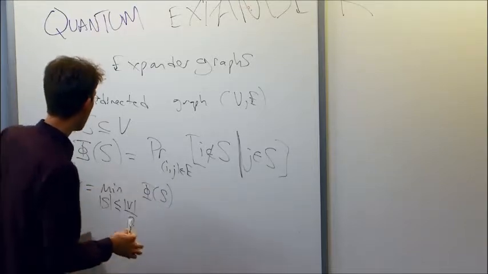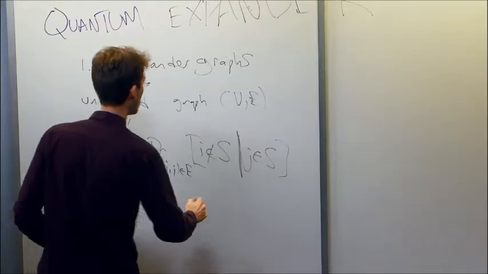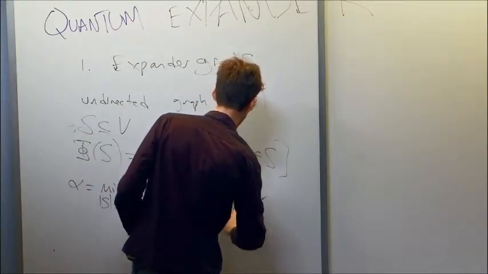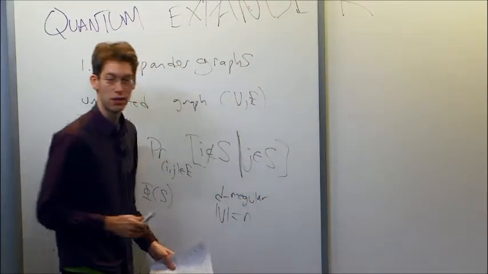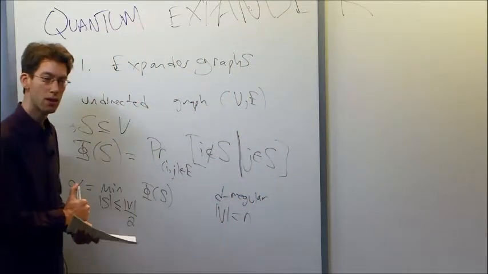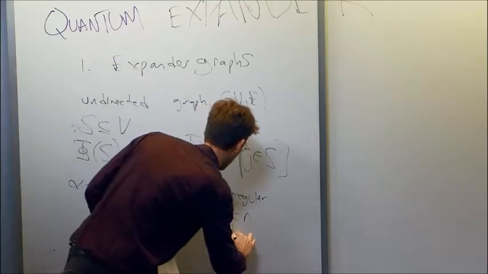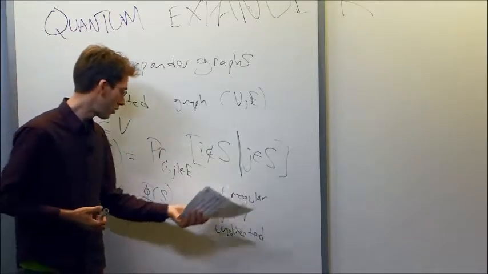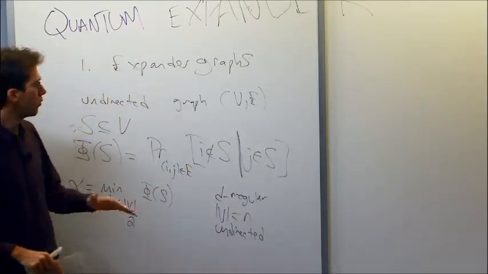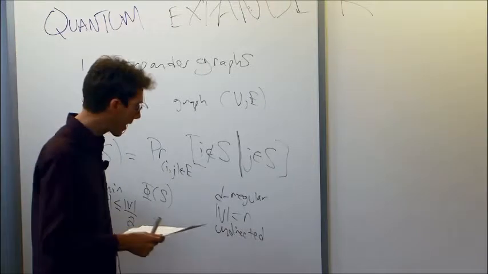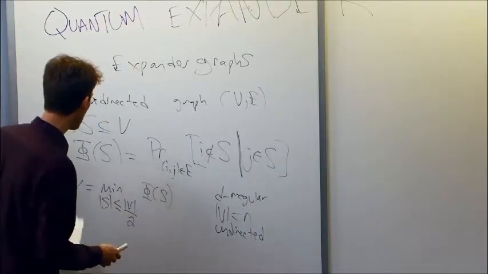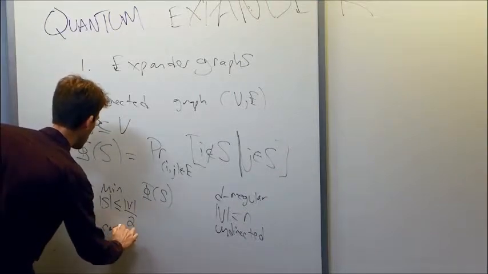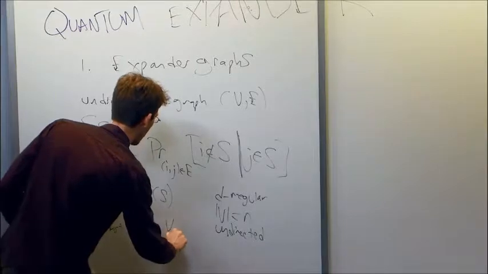Typically, I will consider d-regular graphs with n vertices. I'll also consider undirected graphs. You can relax the conditions that they're regular and undirected, but it won't really be useful for me to go into that here. Okay, so this is one definition. One definition of an expander graph is that if alpha is greater than some constant, then we say that the graph is an expander.